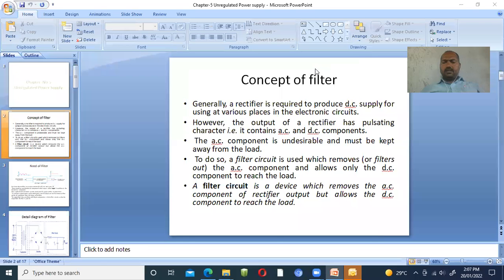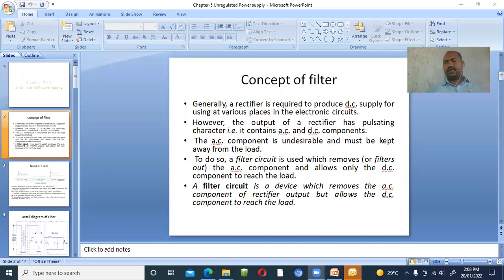Whatever the noise or unwanted signal coming from the rectifier is not acceptable in some cases. In that case, we require filter devices. A filter is the device which filters out the AC component from whatever voltage is applied, right? This is the thing with respect to the rectifier, right?